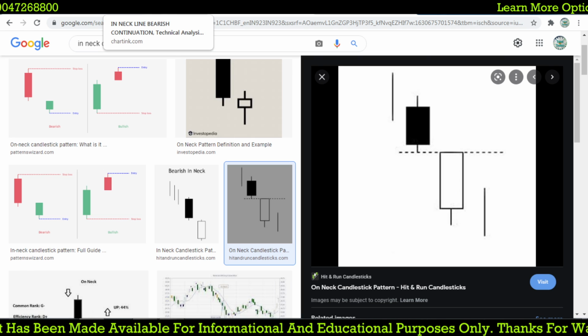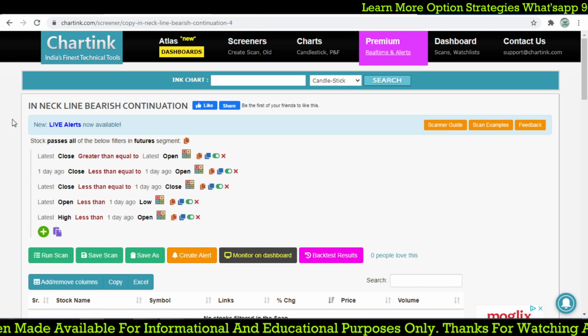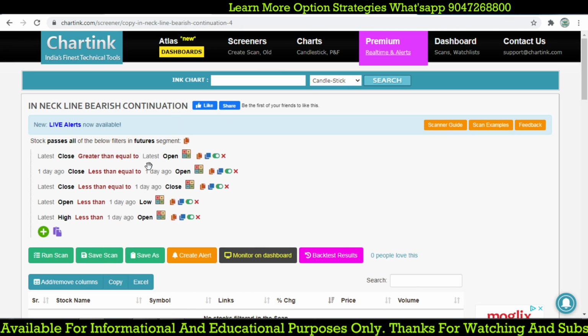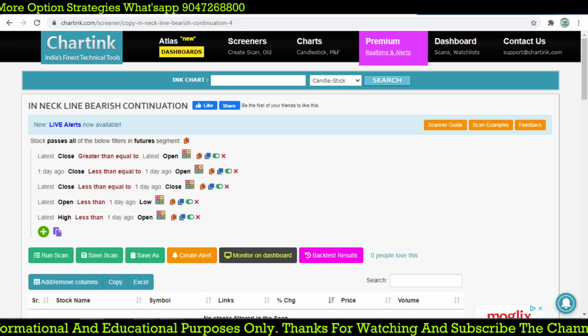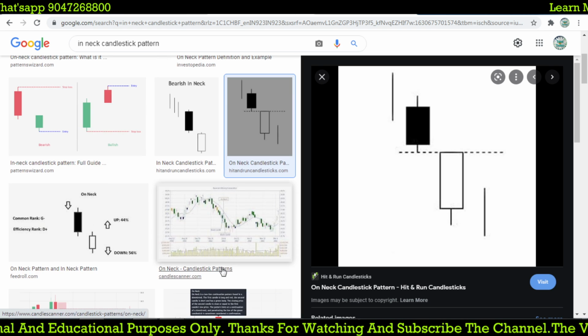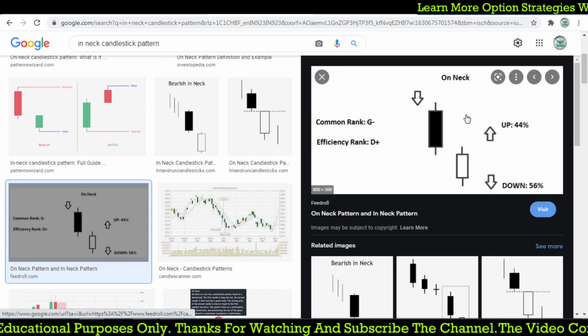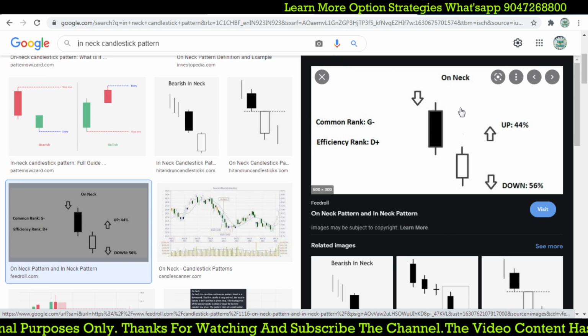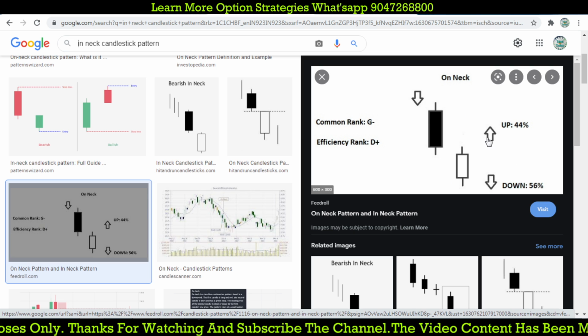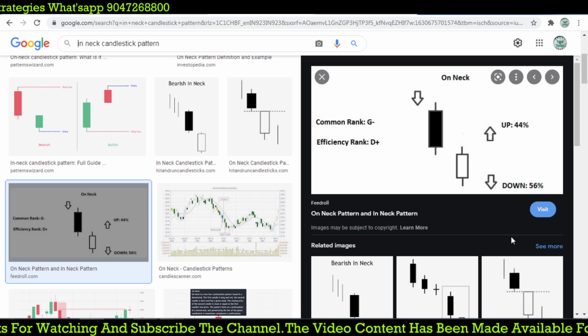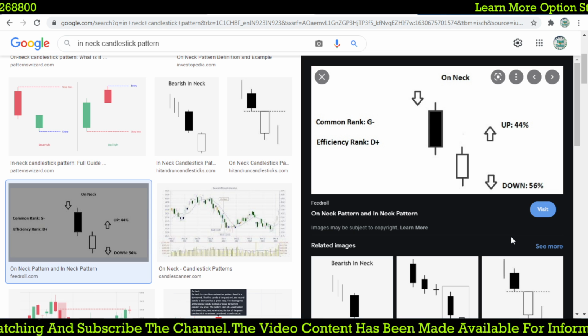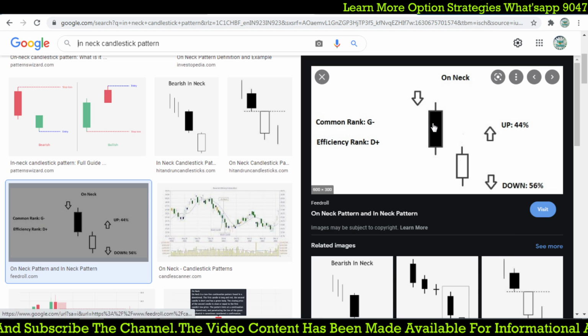So let's do that with the scanner that we already created, that code, in-neck bearish continuation. This is a bearish continuation, but if you check the image which I showed you, 44% of the time the trend continues, that is an uptrend, and 56% it may be a downtrend. So we take whether the low is broken or the high should break. We find out such opportunities.